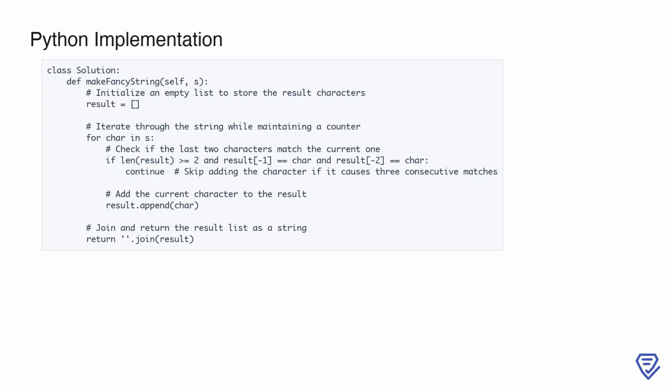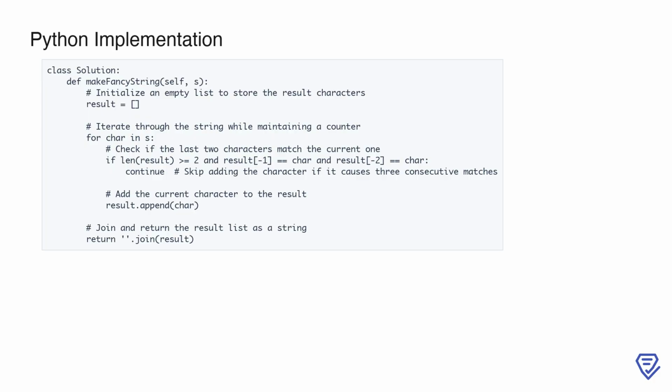Next, we iterate over each character in the input string s. For each character, we check whether adding it to result would cause 3 consecutive identical characters. This is done by verifying if the length of result is at least 2, to avoid out-of-bounds indexing, and if the last 2 characters in result are the same as the current character. If these conditions are met, we skip adding the character to result. If the conditions are not met, i.e., adding the character does not violate the fancy string condition, we append the current character to the result list.